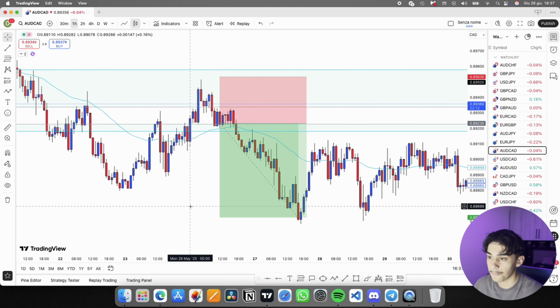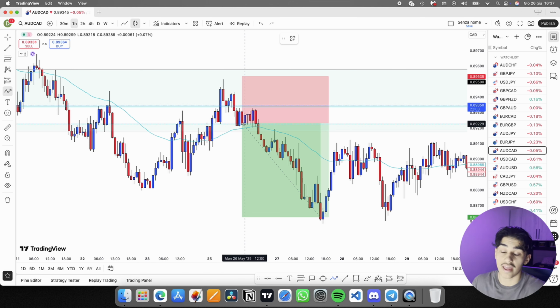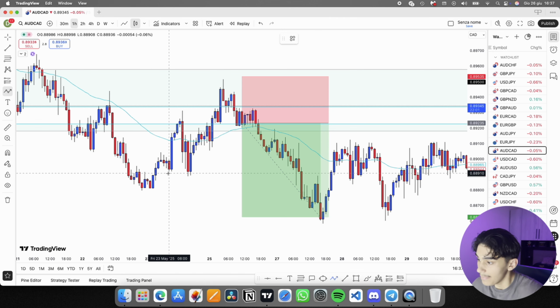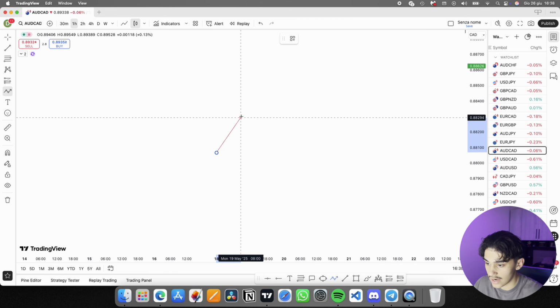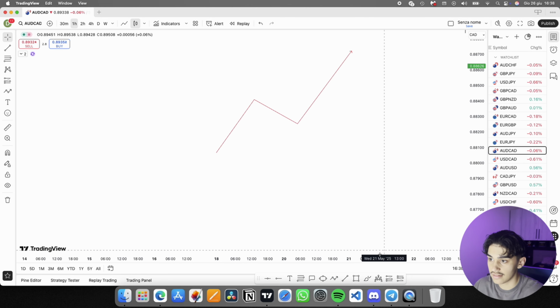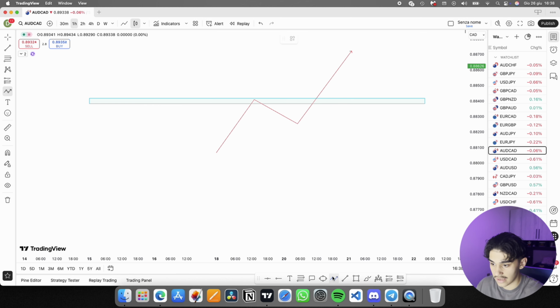As you guys can see, we did have the pullback to this area of interest, then I waited for the rejection from this area of interest with a shift of structure. Because guys, let's think about this. When you have an area of interest, let's say this is the daily time frame, okay? We have this area of interest right here.